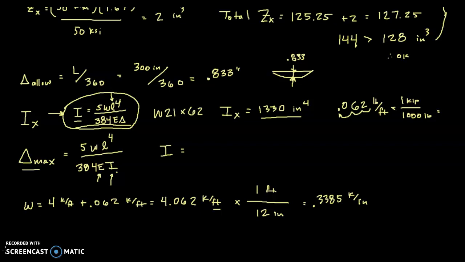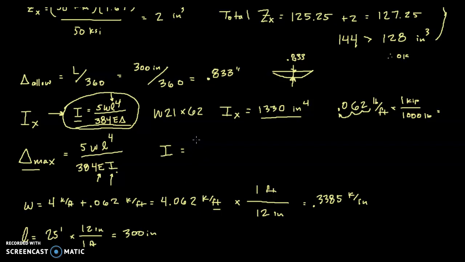I'll need to do the same thing with the length. The length of the span was 25 feet. But I want to convert that. For every 1 foot, there are 12 inches. And so 25 times 12 is equal to 300 inches. I think I calculated that before. I should have remembered that.